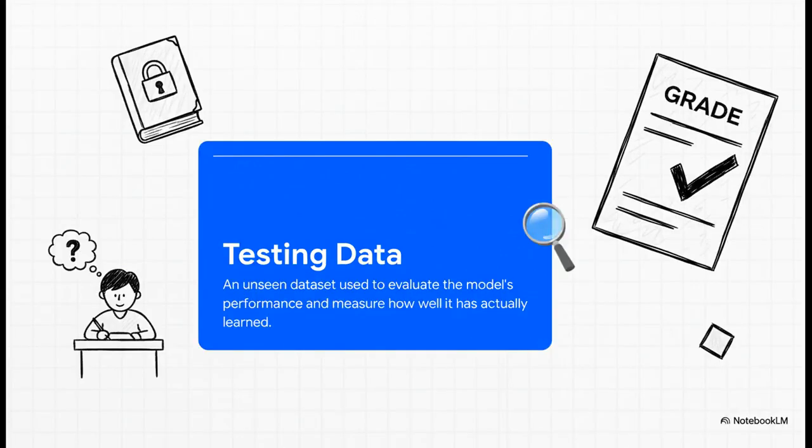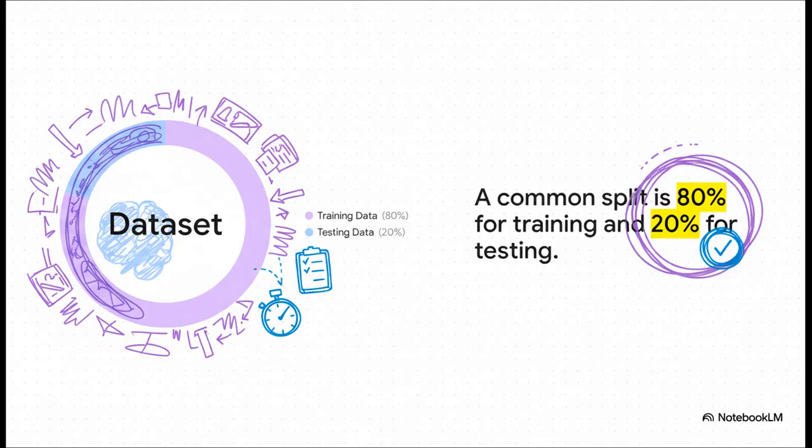And then you have the testing data. This is the final exam. And the most important rule here is that the model has never, ever seen this data before. We keep it locked away, completely separate, during the whole learning phase. This is how we get a truly honest, unbiased grade on how well the model can apply what it's learned to something new.